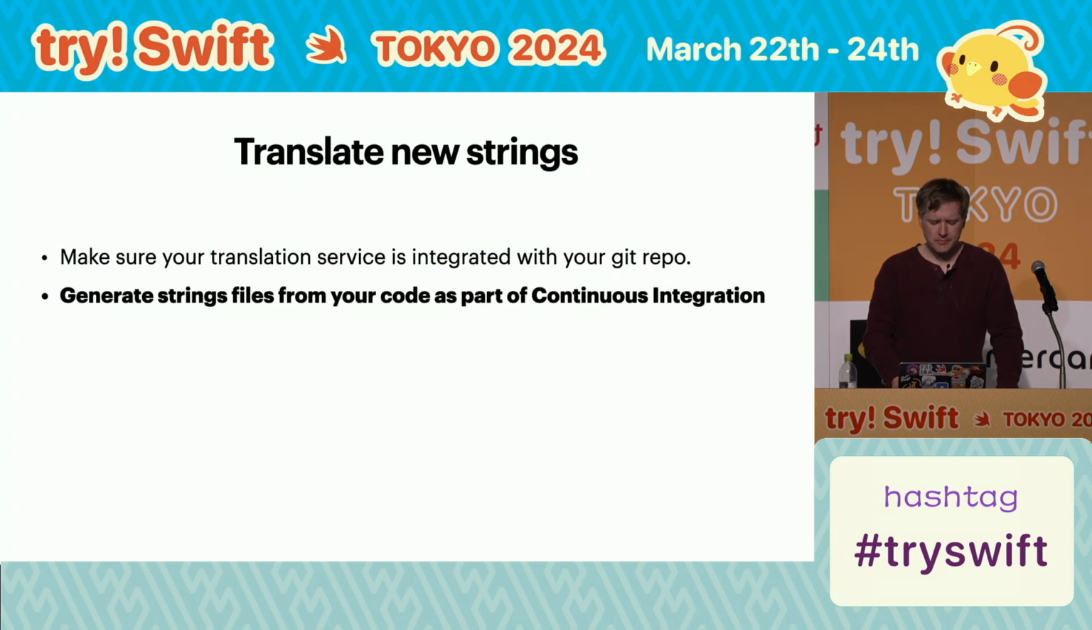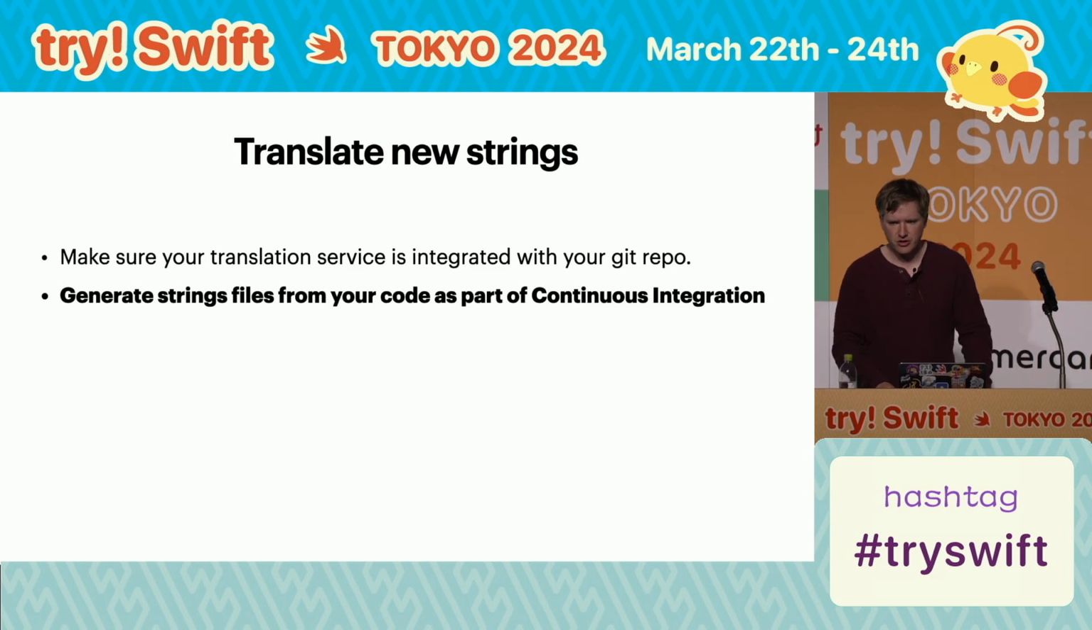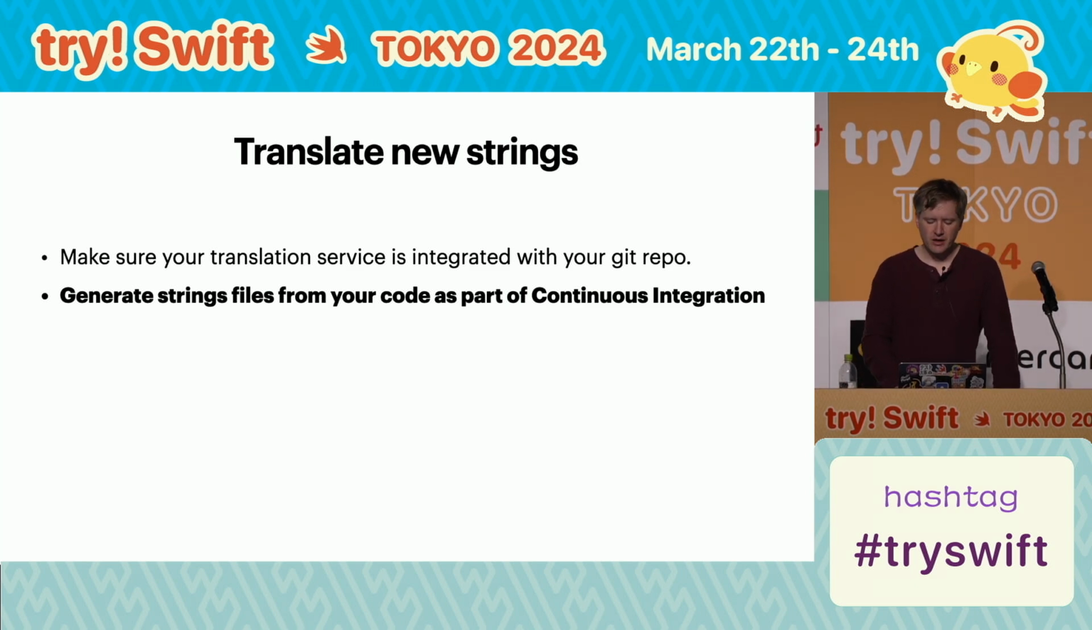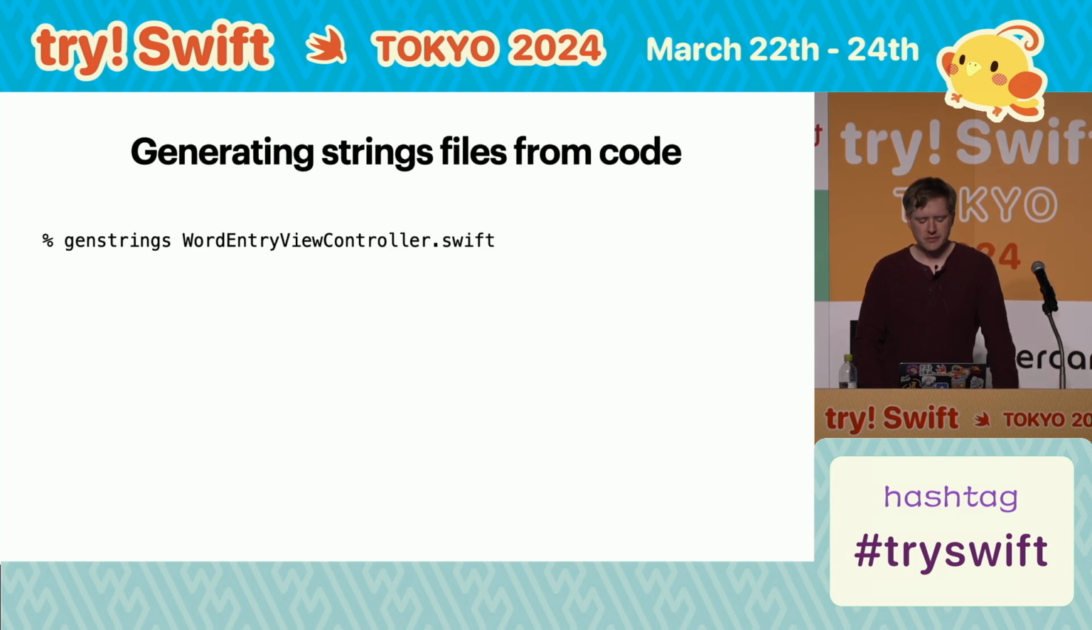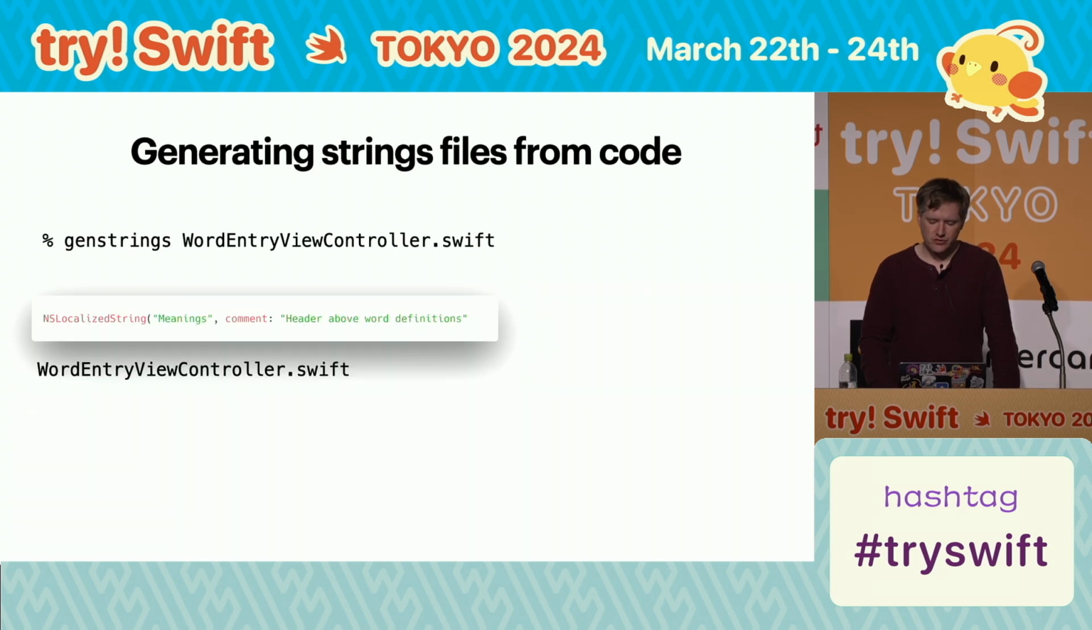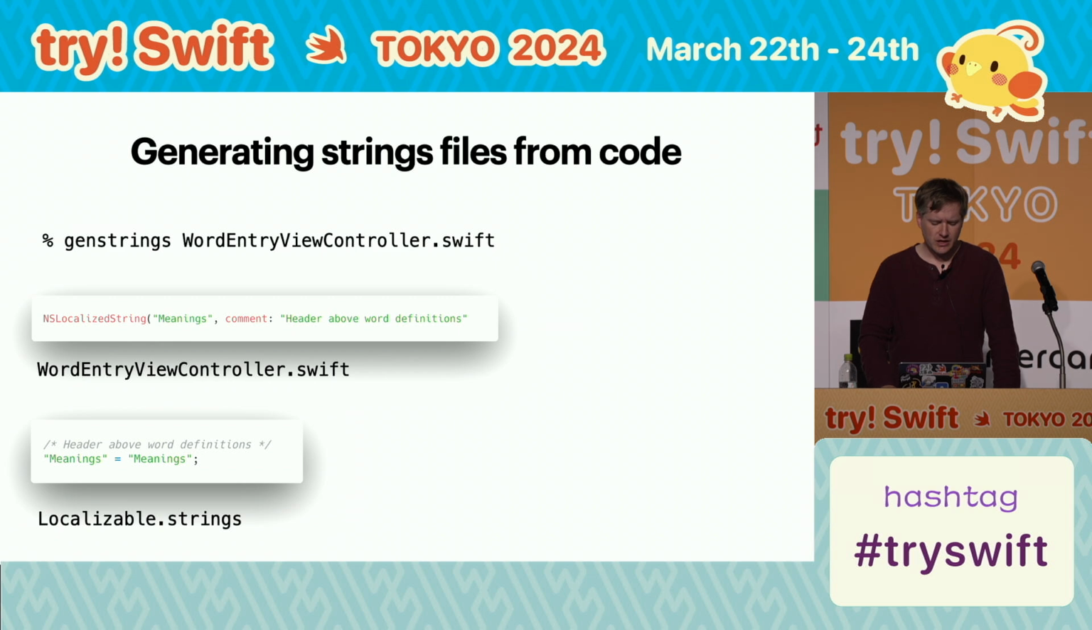So the next step is talking about generating strings files from your code as part of continuous integration. The main tool that you want to use here is called genstrings, which is something that Apple ships with Xcode. It's a command line tool, and in its basic form, you pass it the name of a file, and it looks for all the occurrences of NSLocalizedString in the file, and it'll output to a .strings file in the format expected by a .strings file.